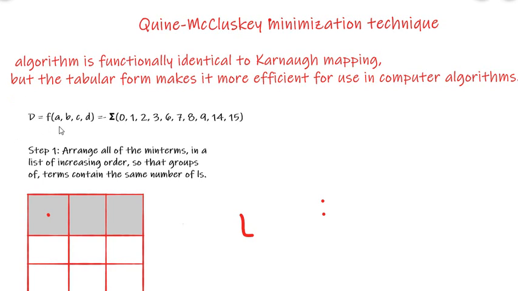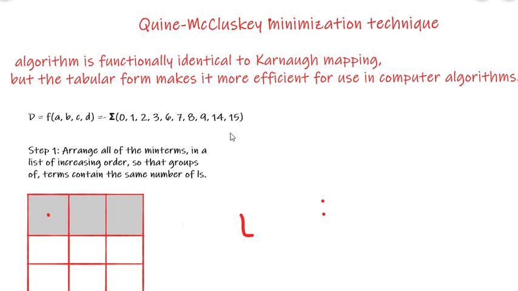F(A,B,C,D) is equal to summation of 0, 1, 2, 3, 6, 7, 8, 9, 14, 15. In this we have 4 variables, 0 to 15. So step 1, we have to arrange all the minterms listed according to the number of ones present in the binary representation. If it is 0, no one is present in the binary representation. If it is 15, it contains 4 ones in the binary representation. We have to group them by number of ones into different groups.